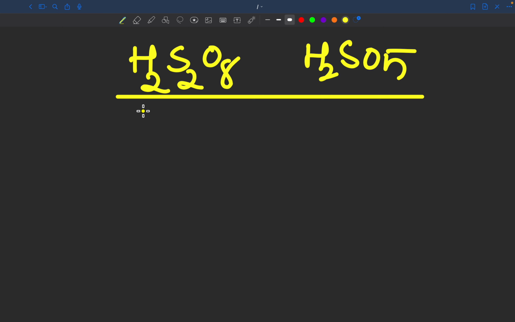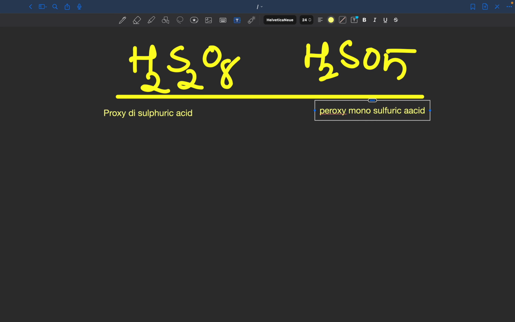So this compound is known as peroxy disulfuric acid, whereas this one is known as peroxy monosulfuric acid. These two acids are very very important.